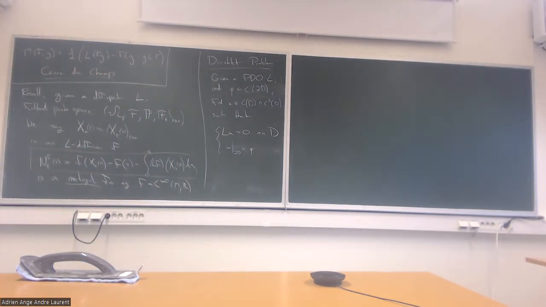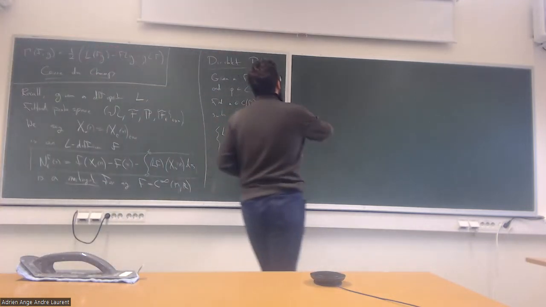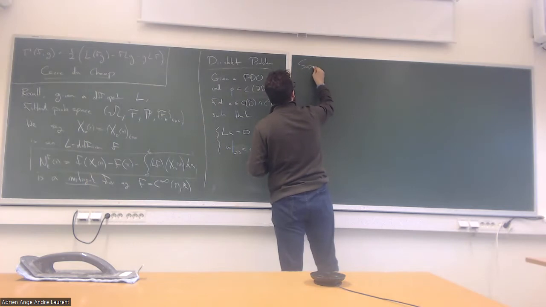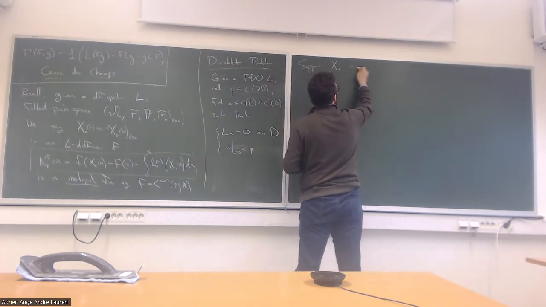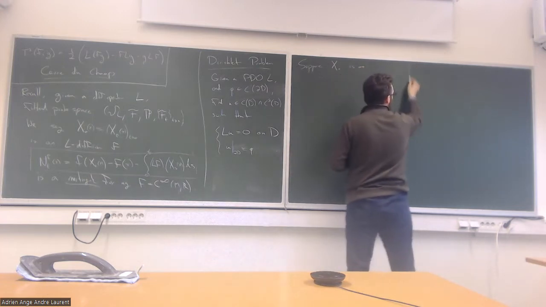So the idea then is that L diffusions actually give us a way to construct U. Suppose X is an L diffusion.